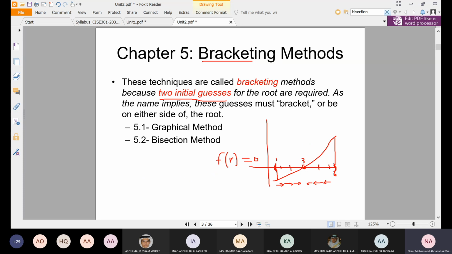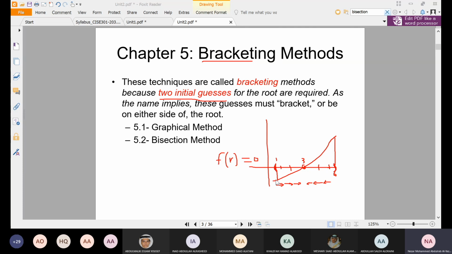The other type of method, we call this open, or open method. And in this open method, usually we don't have brackets, or we don't start from 2 initial guesses. We have only 1 initial guess, or sometimes 2, but not bracketing. So we have 1 guess first.